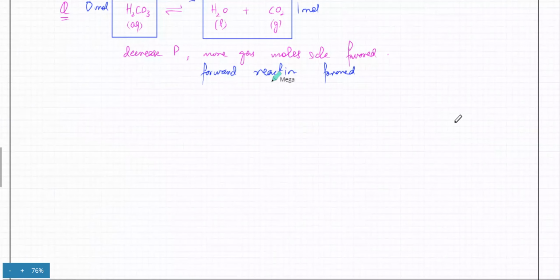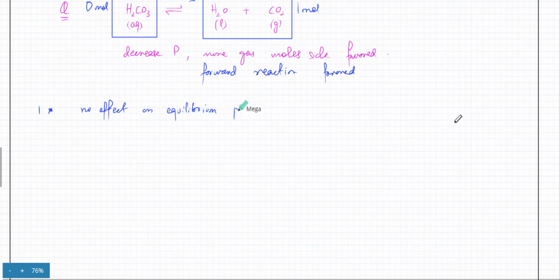Also remember these 2 points. Number one, there is no effect on equilibrium position if there is no gas altogether in a reaction, because only gases are compressible. Liquids and solids are not compressible, or only very slightly compressible. Pressure is not going to have any effect on a liquid or a solid.